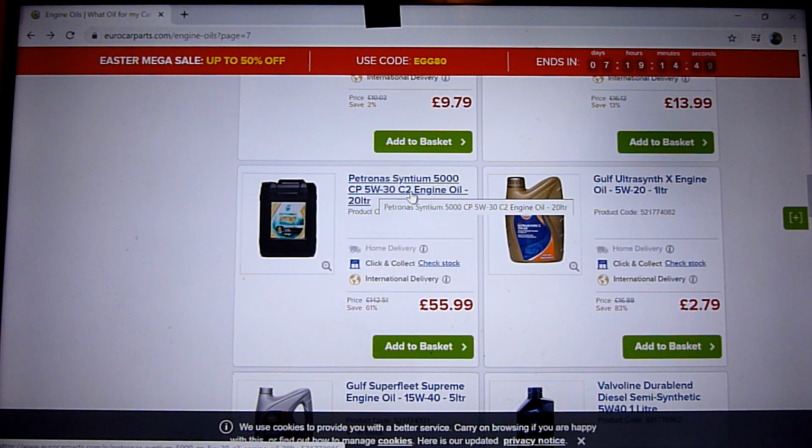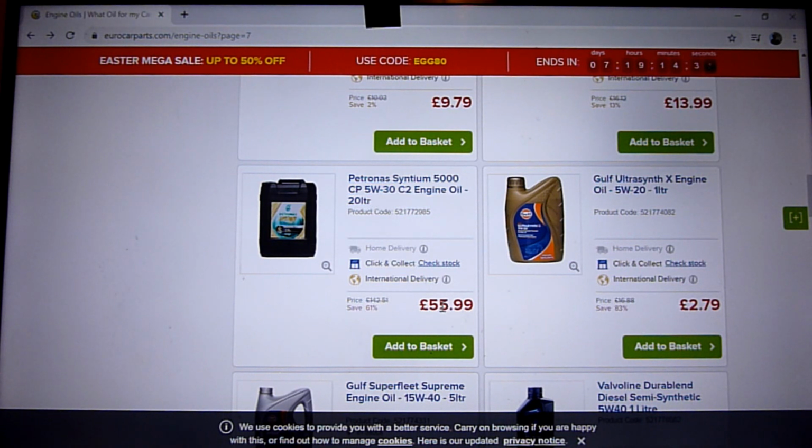C2's alright, it's slightly higher ash, with the C1 would be the best. Slightly higher ash with 20 litres, so that's a lot. Usually they come as 5 litres maximum, but this is 20 litres. It's only £55.99. It's already got some money off here, 61% off. It was £142. Now it's £55, and there's a promo code that we can put in, egg80. So £55 for 20 litres.